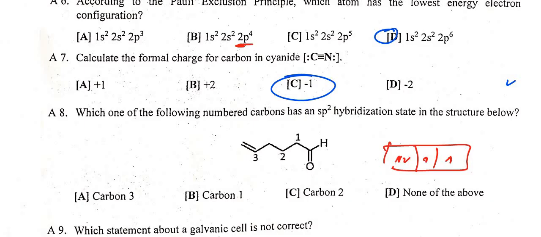Yeah, so look at number A8. A8, they're saying which of the following numbered carbons has an sp2 hybridization state in the structure below? Which of these carbons? The third one, you're sure? So we have carbon number 1, we have carbon number 2, we have carbon number 3.